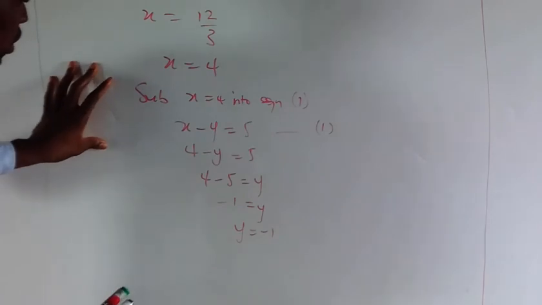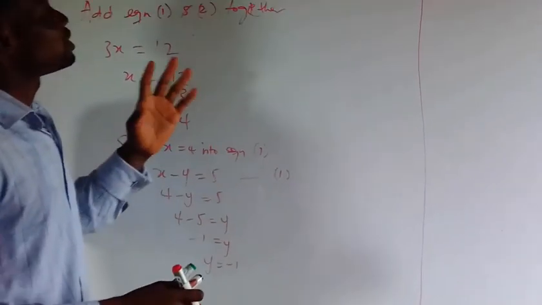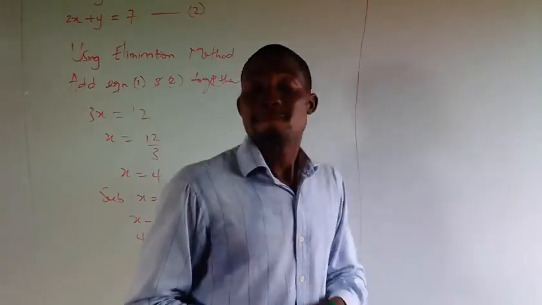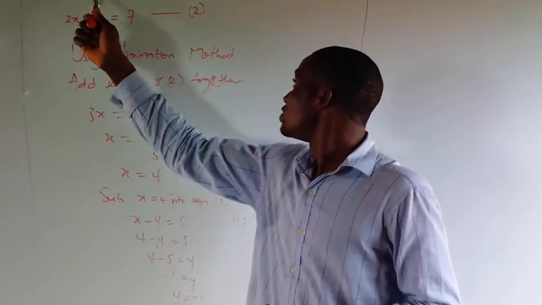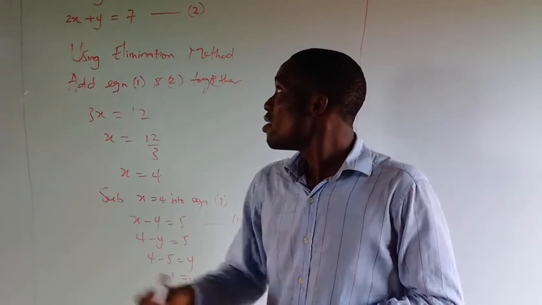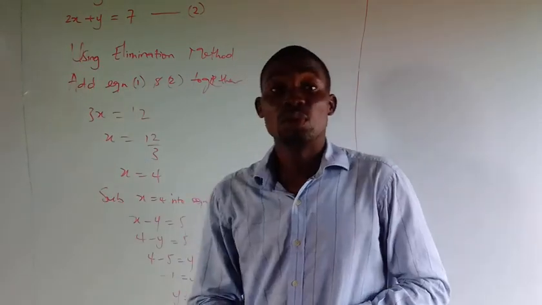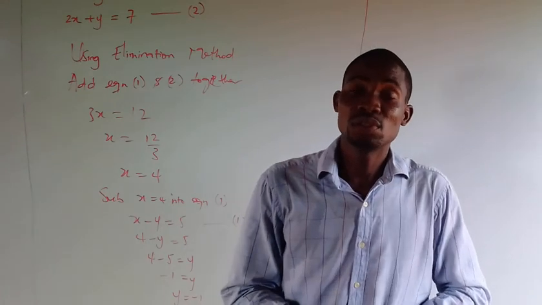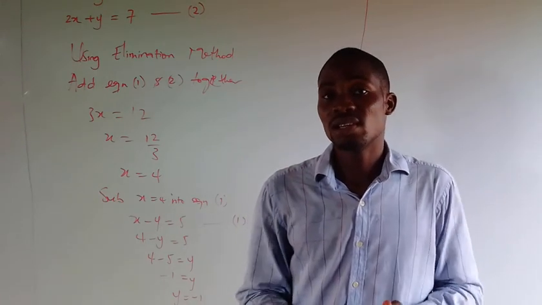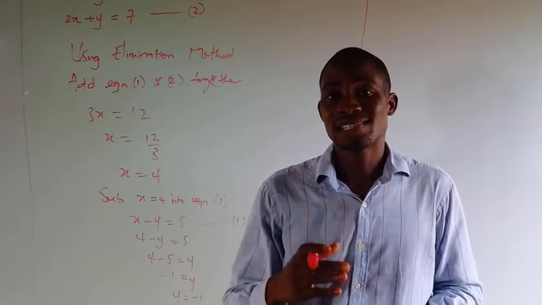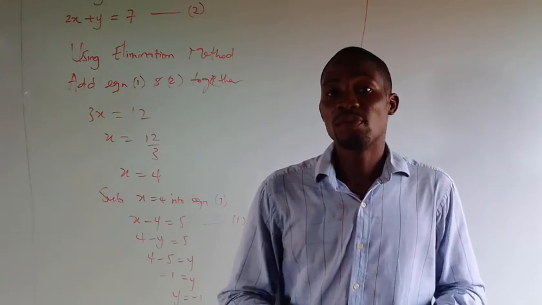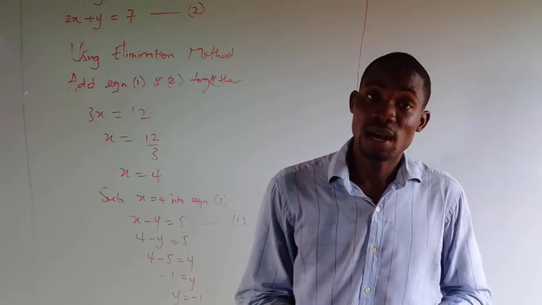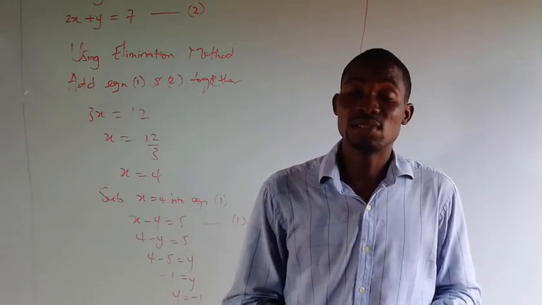So that's how to use the elimination method to solve questions in simultaneous equations. The first thing I have to do is check the coefficient of the variable to eliminate first. Then after that, we check the signs. For the same sign, we subtract. For different signs, we add. Then you factorize and get x and y.